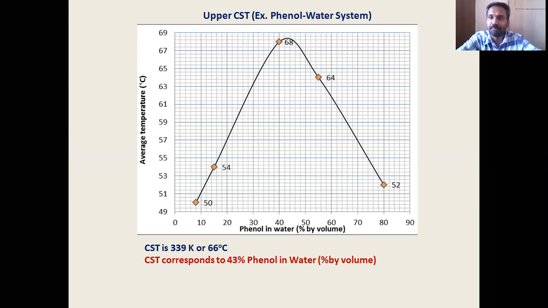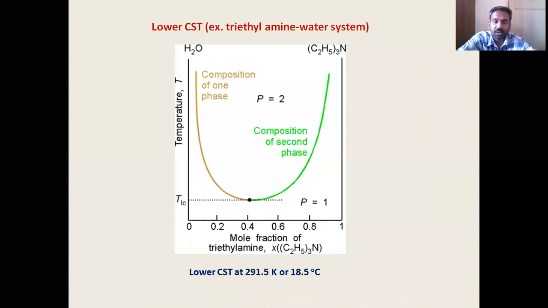Okay, and now we have some more examples of partially miscible liquids. One example we have been discussing till now is the phenol water system, and it's a very common example studied everywhere. But there are other examples also. The example here is the triethylamine water system. Triethylamine is a liquid. Water is also a liquid.